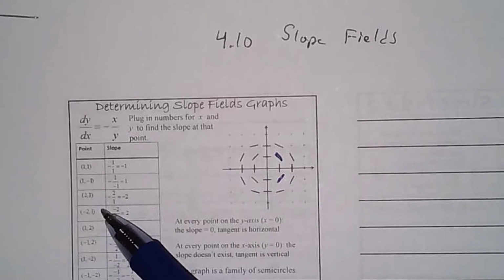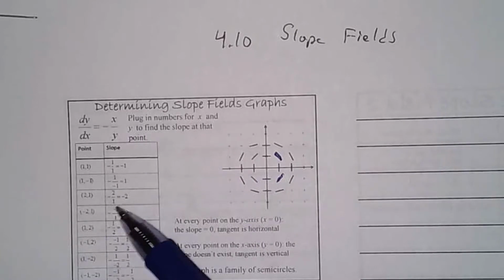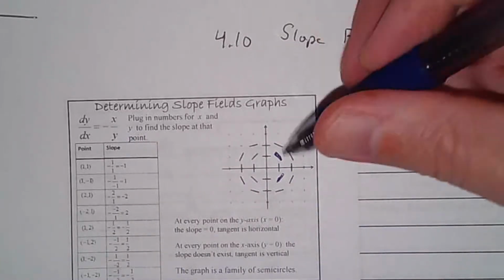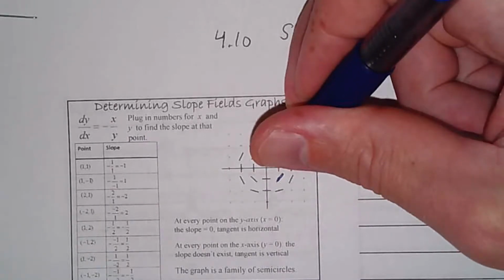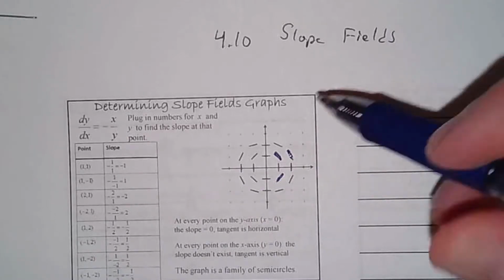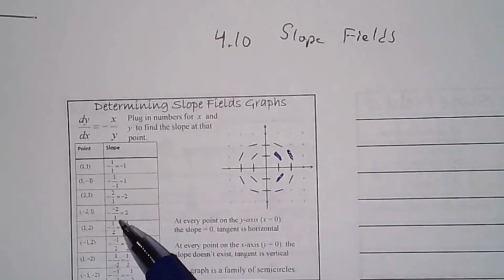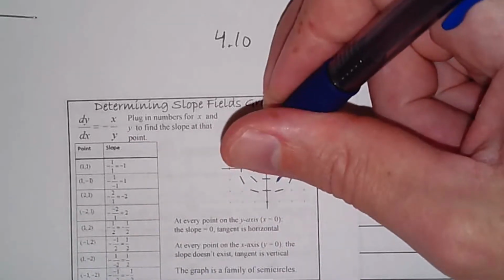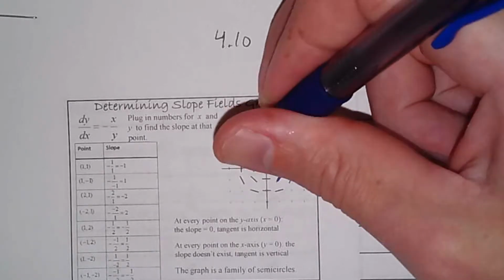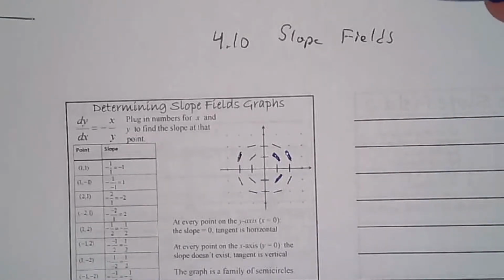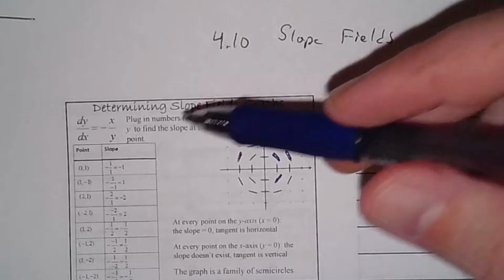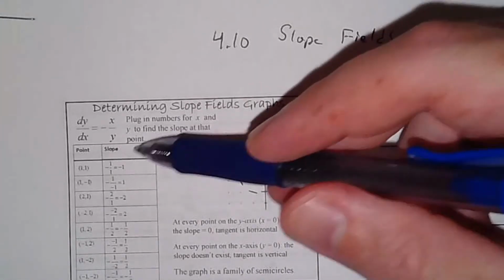And then if you plug in 2, 1, you get negative 2 over 1, which is negative 2. So you get this one, which is a little bit steeper. This is a negative 2 slope. If you plug in negative 2, 1, then it comes out positive 2. Negative 2, 1 is here. That's positive 2 slope, a little bit steeper than the positive 1 slope down here. Okay, so that's how slope fields are generated. It's just by plugging in x and y coordinates into the differential equation.